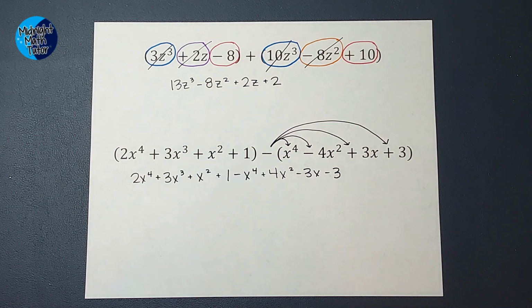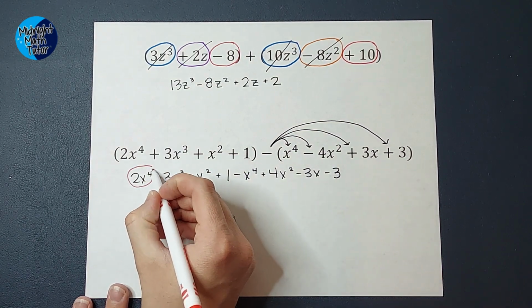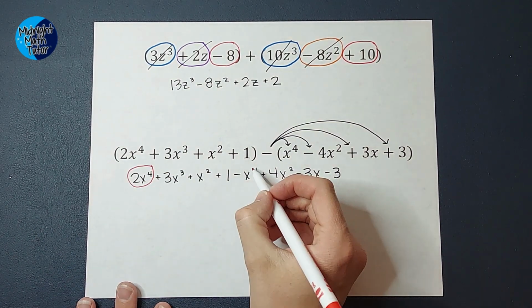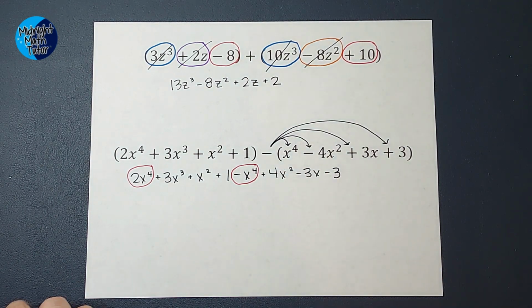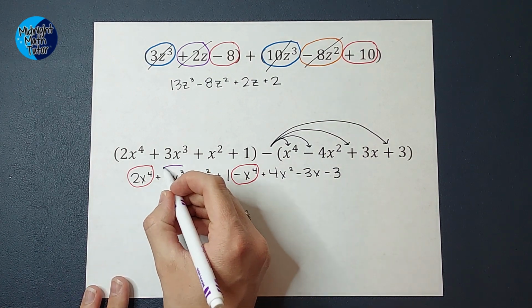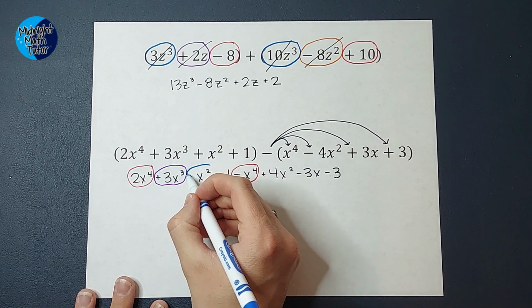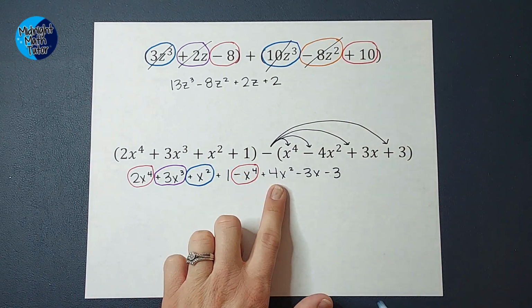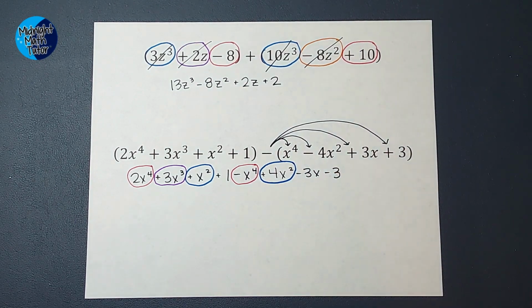We just need to find our like terms, okay? So I've got 2x to the 4th, and do I have another x to the 4th? I do. I have a -x to the 4th. Okay, I've got 3x cubed, positive 3x cubed. Do I have another x cubed? I don't. So that one is just by itself. Then I have a positive x squared, and I have a positive 4x squared. Okay, those will be blue.